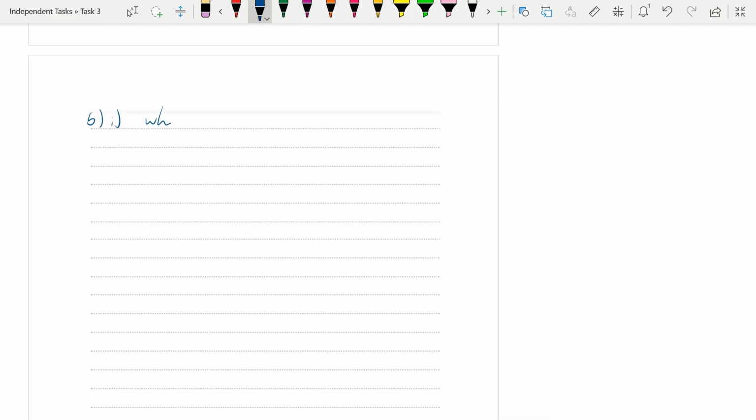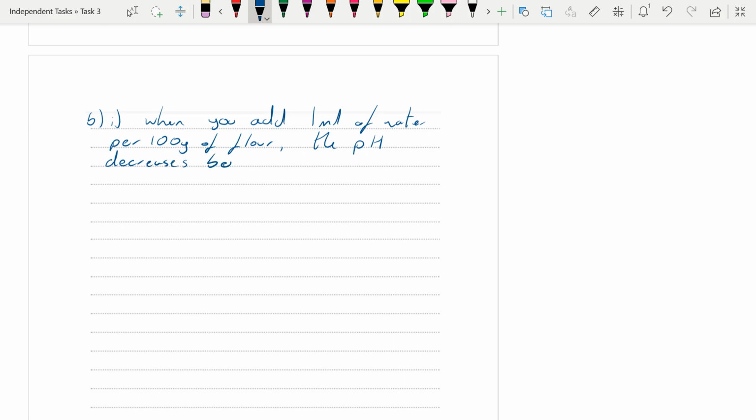So when I add 1 milliliter of water per 100 grams of flour. So that's my x direction. I'm going to describe what happens in the y direction. The pH decreases, not tends this time, by 0.02. Okay, that's what that gradient tells me, 0.02. Now there's no units, so I just leave it on average. Okay, it's not every point, it's just some points.